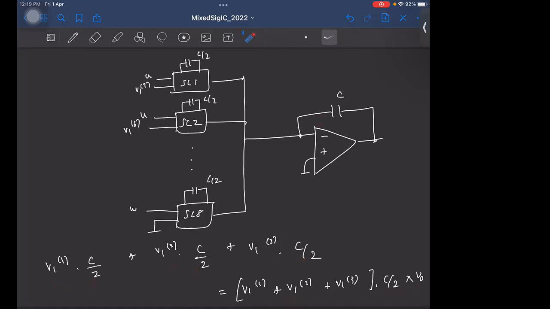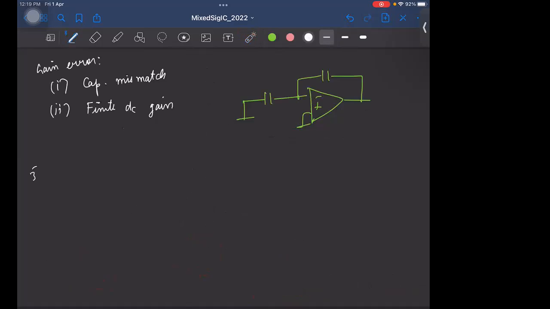Right? So first thing is, we assume that the capacitors are all equal, isn't it? If the capacitors are not equal, then we are not realizing this operation, isn't it? So capacitor mismatch is one major problem for the DAC. For the DAC, this cap mismatch is one major issue because of the following reason.